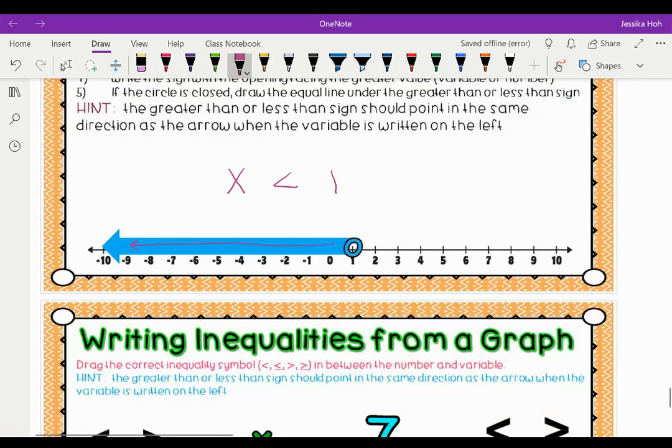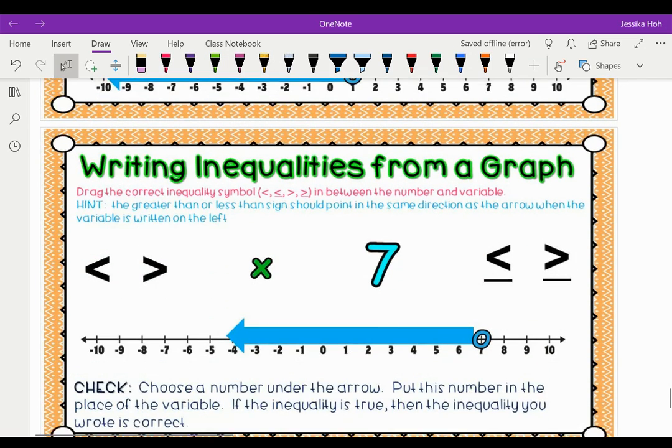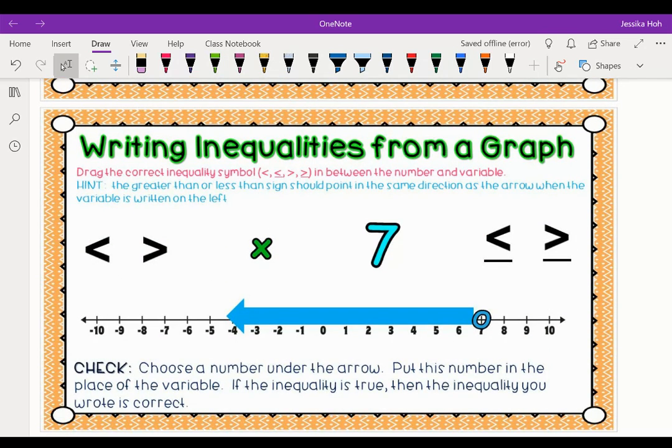For your assignment today, you are going to finish the rest of these Google Slides. Once again, you can type right on the document. You can move the arrows to the correct locations. So the first part already has the variable and the number for you. All you need to do is drag the inequality symbols and place them in between.